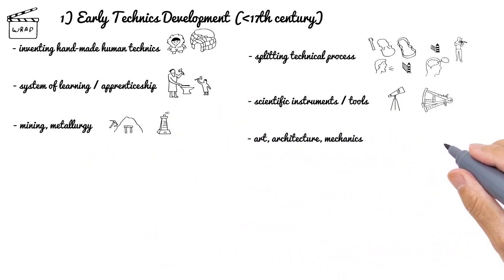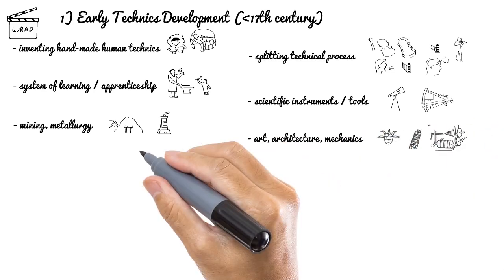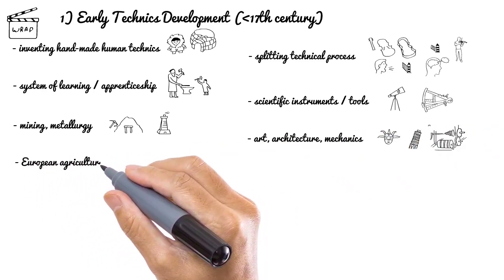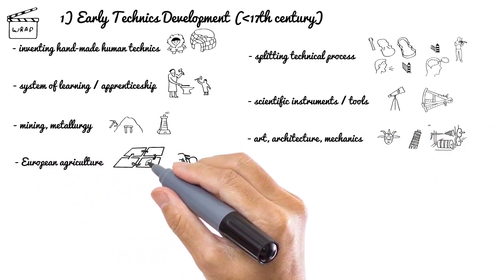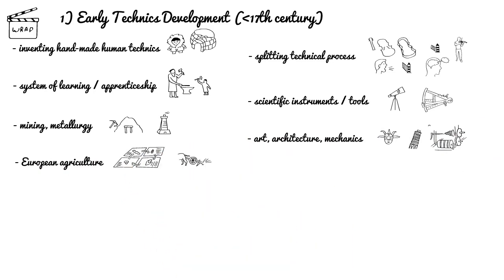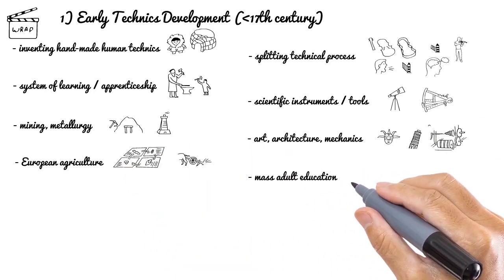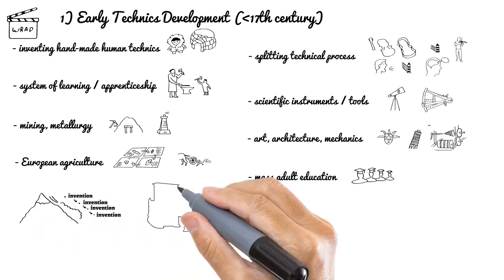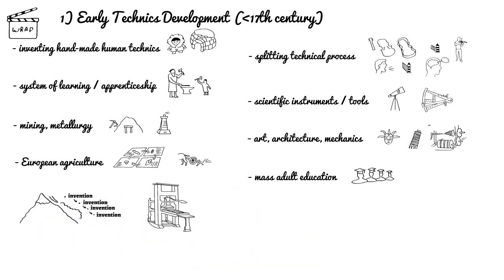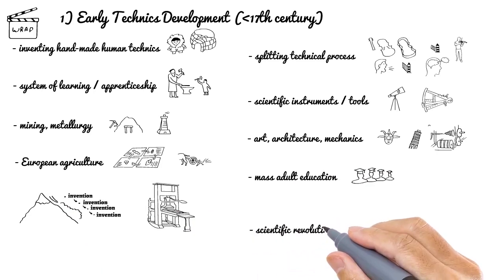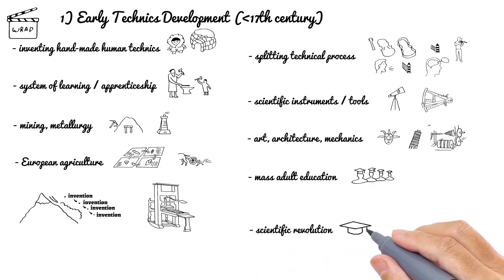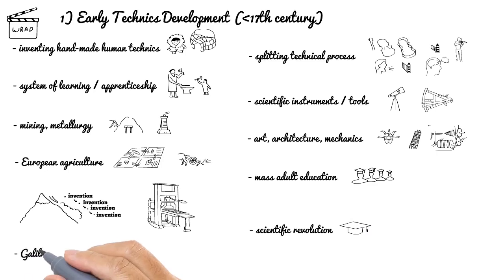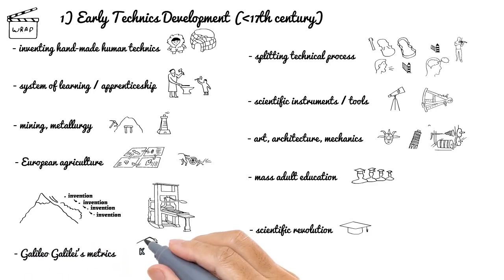Italian techniques of art, architecture and mechanics. European agricultural innovations for enabling fertile soil, rotation of crops and the Saxon plough. Invention of mass adult education. Avalanche-like use of techniques, with the example of Johann Gutenberg's printing press. The scientific revolution, from the mid-16th century till almost the end of the 17th century, was mentioned. There were Galileo Galilei's inventions and his metrics of machine performance.